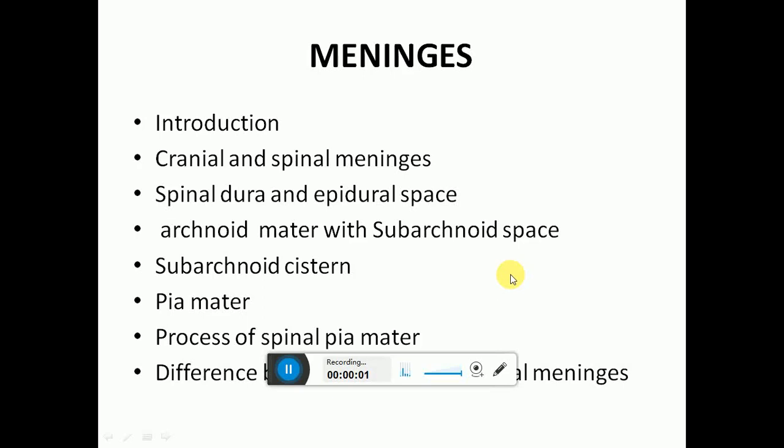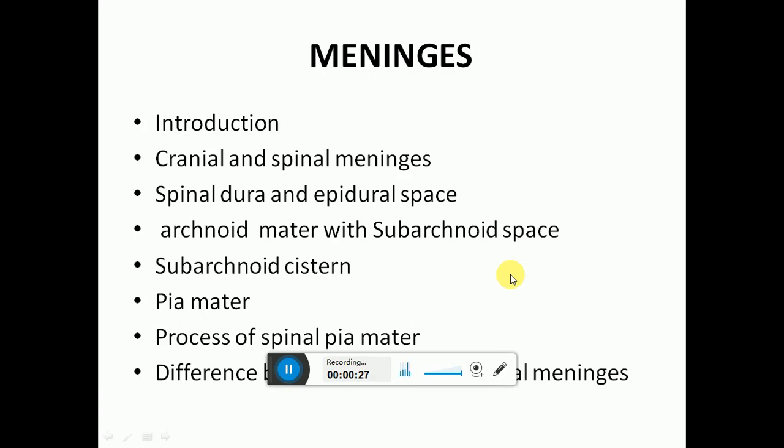Good morning everyone. In the last lecture we discussed in detail regarding cranial and spinal meninges. We ended at subarachnoid cistern. So today we will discuss subarachnoid cistern and our next point, CSF circulation. These two points we will discuss: subarachnoid cistern and CSF circulation.